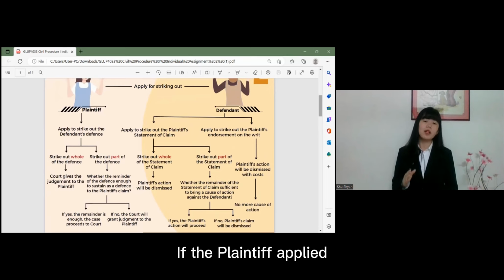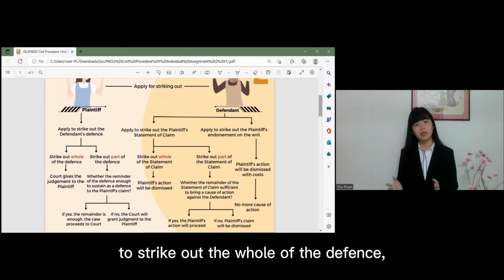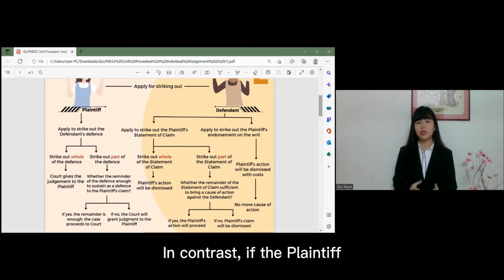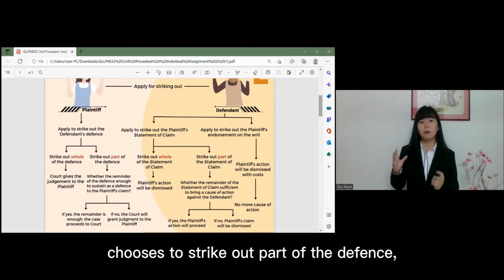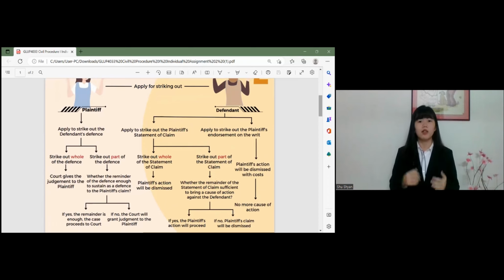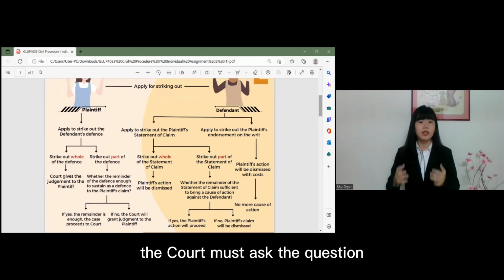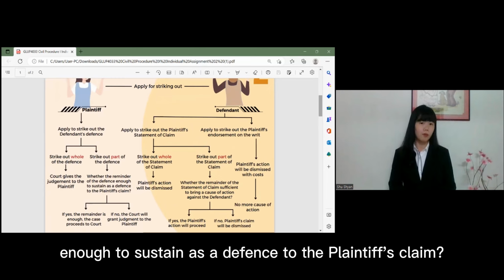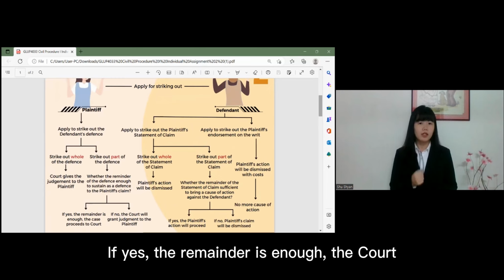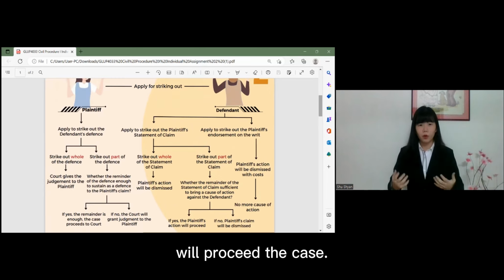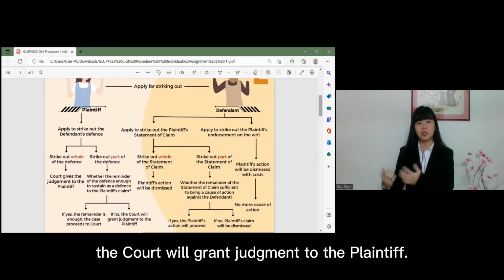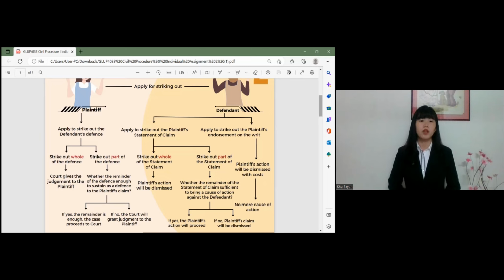If the plaintiff applied to strike out the whole of the defense, the court will give the judgment to the plaintiff. In contrast, if the plaintiff chooses to strike out part of the defense, the court must ask the question: is the remainder of the defense enough to sustain as a defense to the plaintiff's claim? If yes, the remainder is enough, the court will proceed with the case. If not, the court will grant the judgment to the plaintiff.